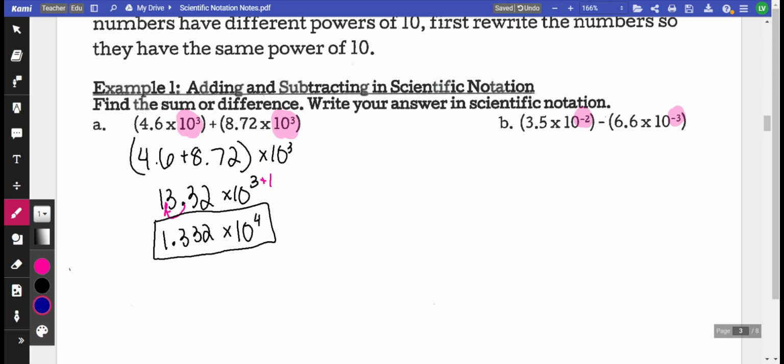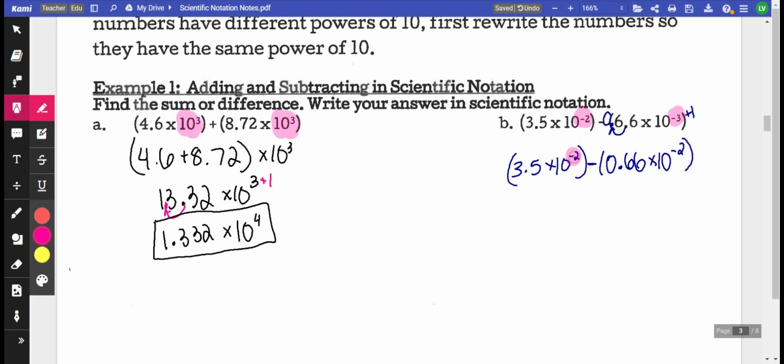So to get from -3 to -2, I add 1. I am making my exponent bigger, so my factor has to be smaller. So I move it to the left once. I'll put a 0 in front. My second term becomes 66 hundredths times 10 to the negative second power. My first term, I'm just going to rewrite that. I didn't change anything with a 3 and 5/10 times 10 to the negative second. That stays the same. But now you'll notice my powers are the same. They're both -2.